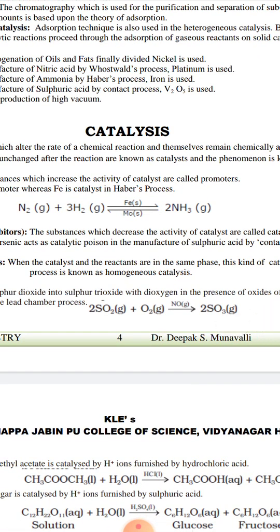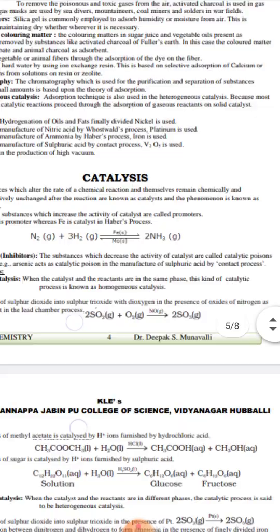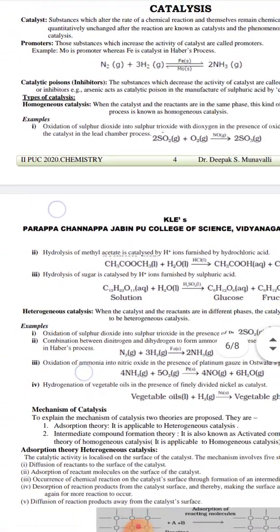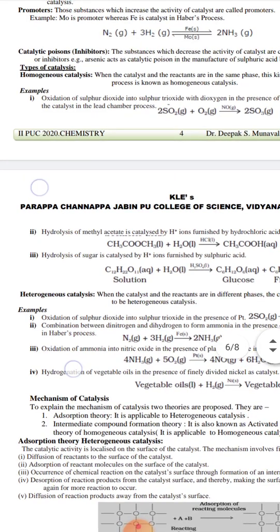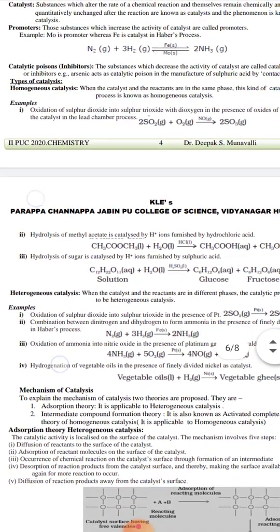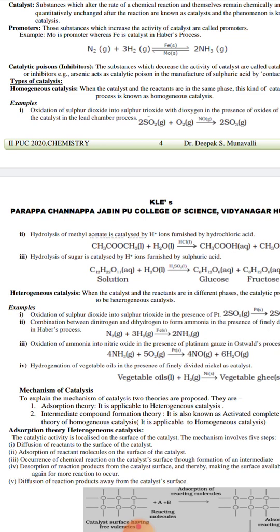Usually in the examination they will ask you to give an example for homogeneous and heterogeneous catalysis. Similarly, you can look over the other examples. Second example, the hydrolysis of methyl acetate is acid catalyzed. H plus ions are furnished by hydrochloric acid.